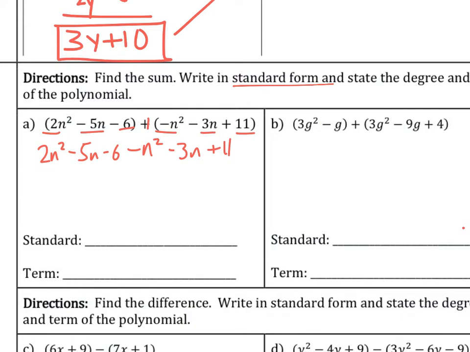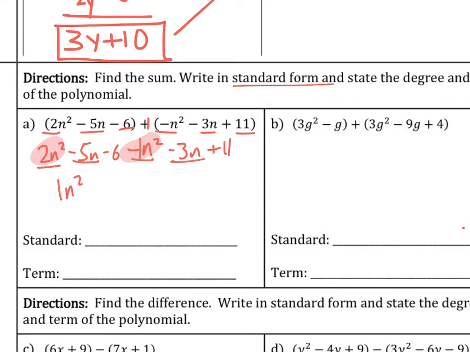And so now we're going to combine like terms. So even though they're not necessarily next to each other, we can combine the things that are the same variable and the same exponent. So we have 2 minus 1. There's an invisible 1 there. So that's going to be a 1n squared. You don't have to put that 1. You're welcome to if you want.